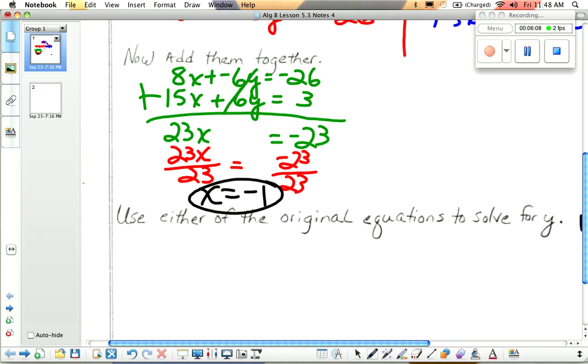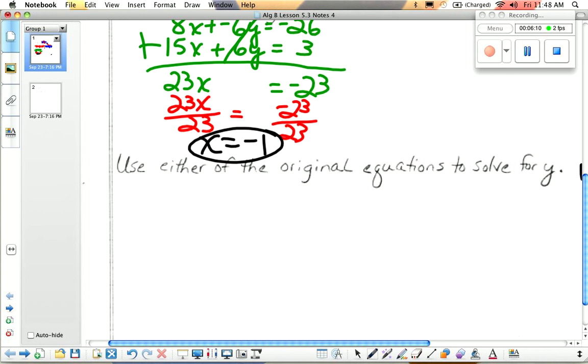Because now after we get our x, it says use either of the original equations to solve for y. Why are we using the original? Because we don't need to use the renamed ones. We would just have to work with larger numbers because we did some multiplying. So why mess with those? Go back to the original equations and pick one of those two. Which equation do you like better of the original starting two? I like the second one better myself: 5x plus 2y equals 1.